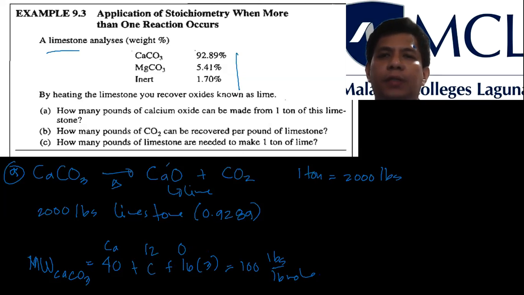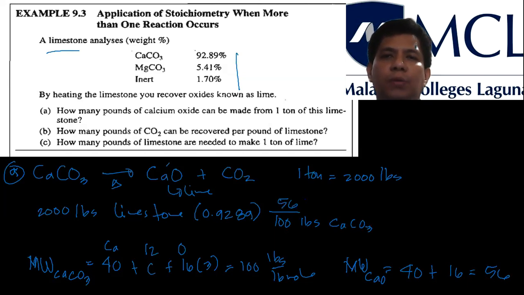Then, what about calcium oxide? The molar mass of calcium oxide: calcium is 40 and then oxygen is 16. So you can use that ratio. For every 100 pounds of calcium carbonate, as you can see, you will be able to produce 56 pounds of calcium oxide. So you can use that ratio to calculate the amount of lime you're going to produce from 2,000 pounds of limestone. Just use your calculator to find that out.